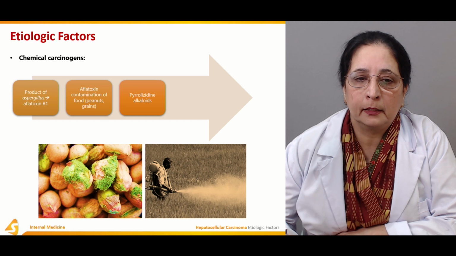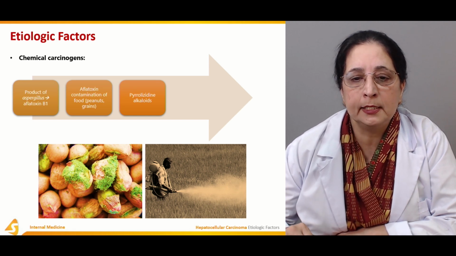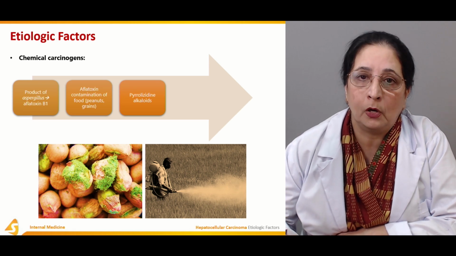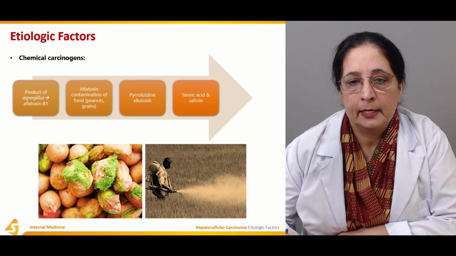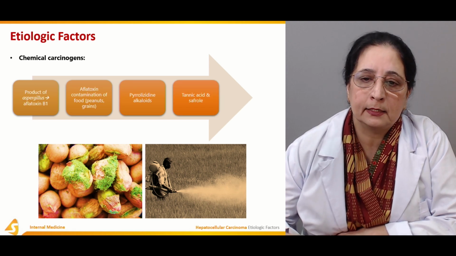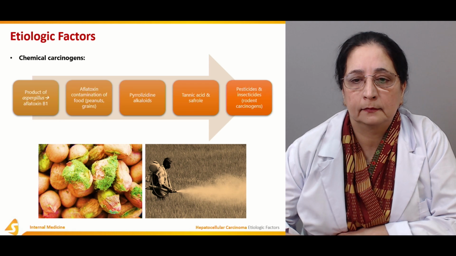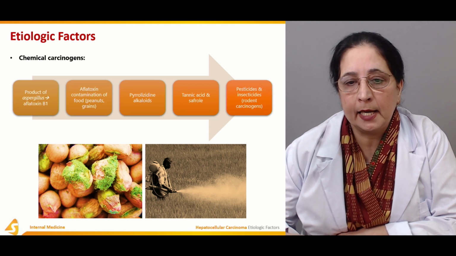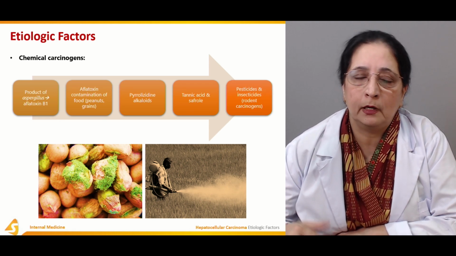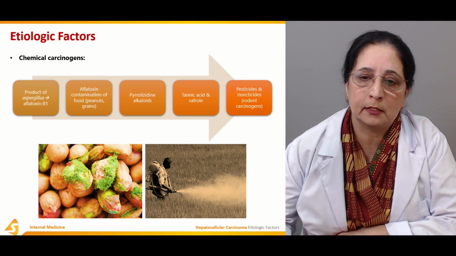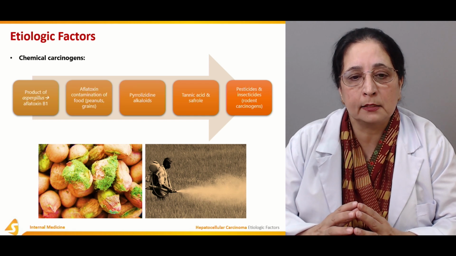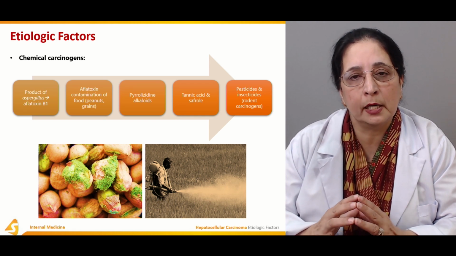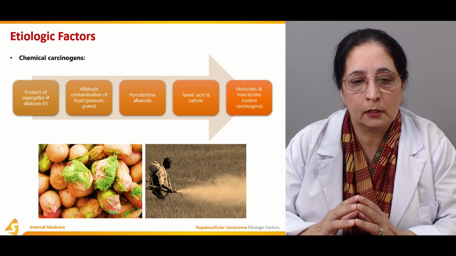Then chemicals like pyrrolizidine alkaloid also cause hepatocellular carcinoma. Tannic acid and safrole. And pesticides and insecticides, these are rodent carcinogens. So all these are different chemical carcinogens that can cause hepatocellular carcinoma.